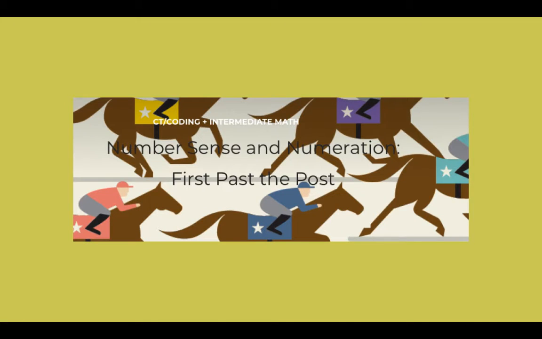So my lesson for number sense and numeration is called First Past the Post, and it comes with a rather obscure image of a horse race, and I will explain both the title and the image in a little bit. The focus of this lesson is the idea of proportionality and proportional thinking.